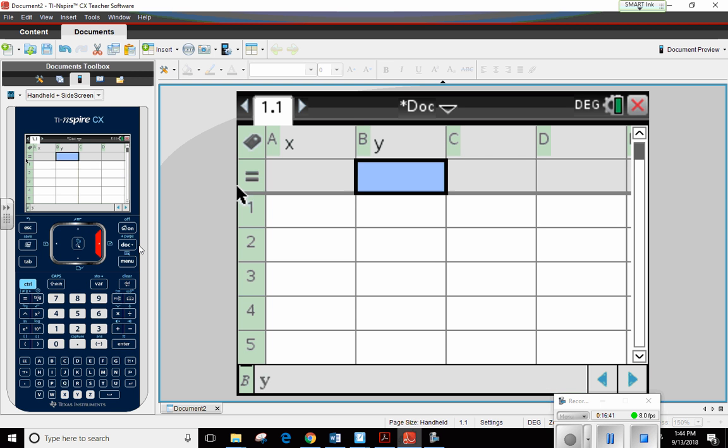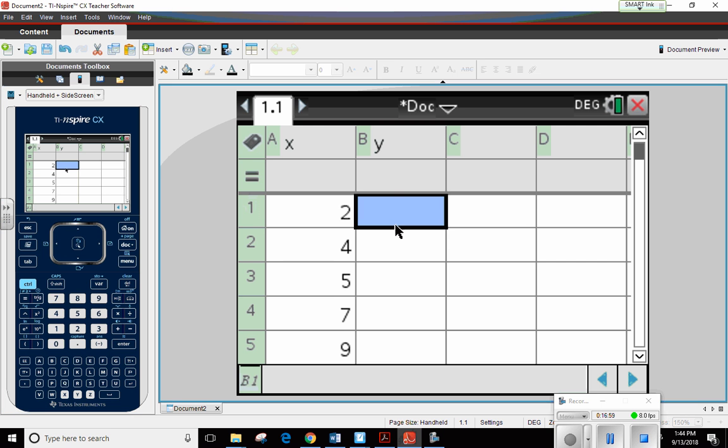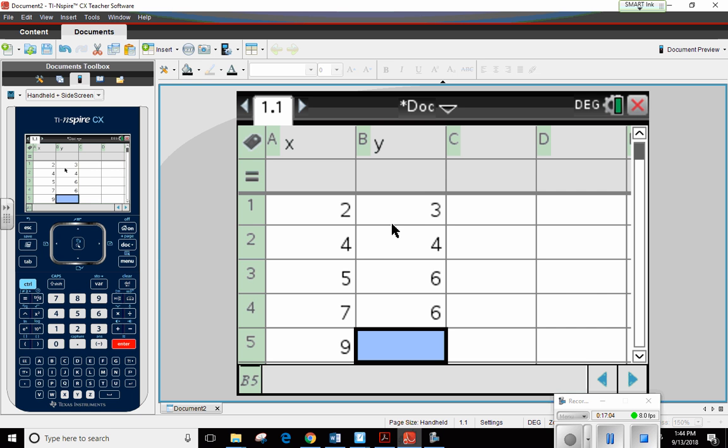Okay, what do we always avoid? Yes, avoid that equals row. All right, so let me put in my data, which is 2, 4, 5, 7, 9, 10, 11, and 15. Okay. Now if I hit Control 7, takes me right back to the top, where I'll put in 3, 4, 6, 6, 7, 9, 10, and 11. Okay, so I've got my data in. Now what?